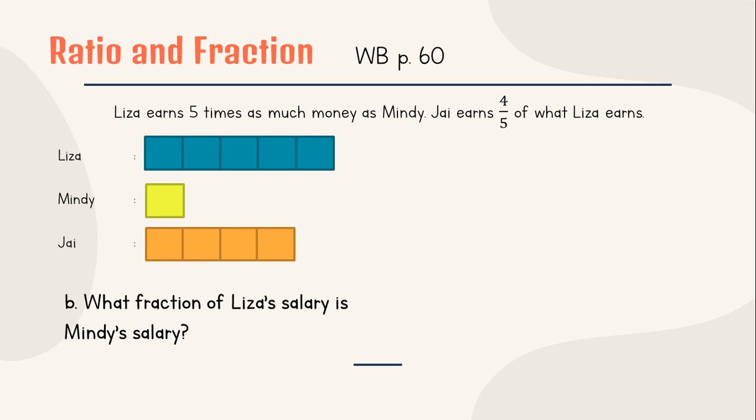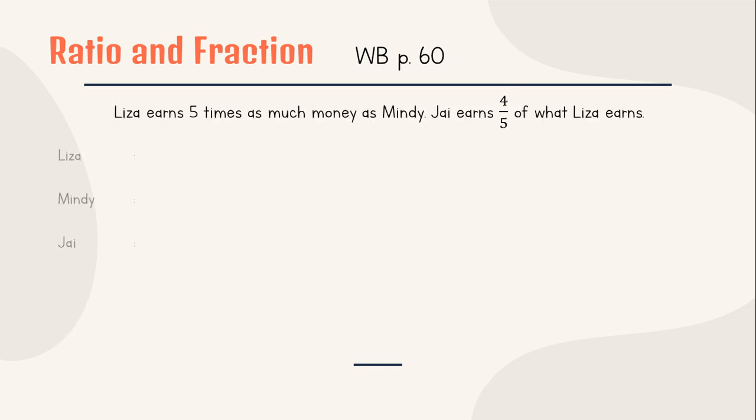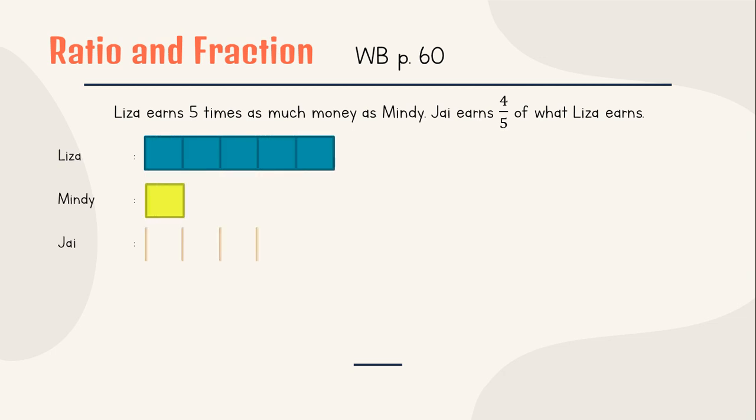What fraction of Lisa's salary is Mindy's salary? Fraction of Lisa's salary is Mindy's salary. So which one will be the numerator? Is it Lisa or Mindy's? Mindy, of course. Mindy's salary per Lisa's salary. Mindy has how many? 1. And then Lisa has 5. So the fraction of it is 1 per 5. Lisa earns 5 times. So the same question, yeah?